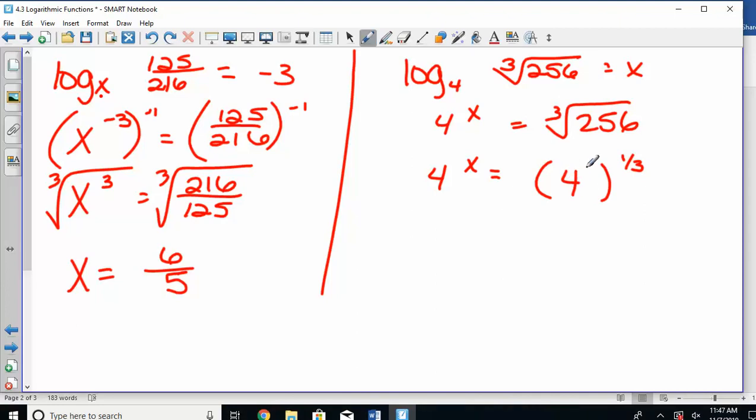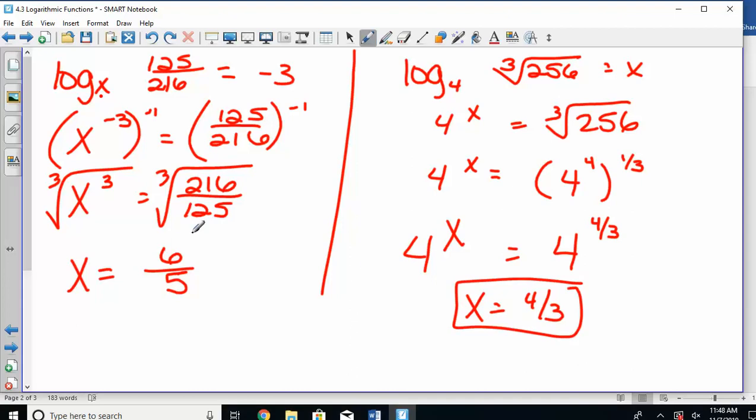256 is 4 to the 3rd. Sorry, not 3rd, 4th. I keep wanting to write 3s apparently. So then we have 4 to the x equals 4 to the 4/3. And so x is 4/3.